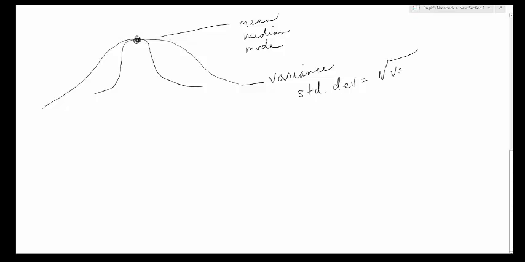In order to do that, of course, we have the measures of centrality, which are the mean, median, and the mode. And then we have the primary measures of variance, which are the variance, and then the standard deviation, which is the square root of the variance.